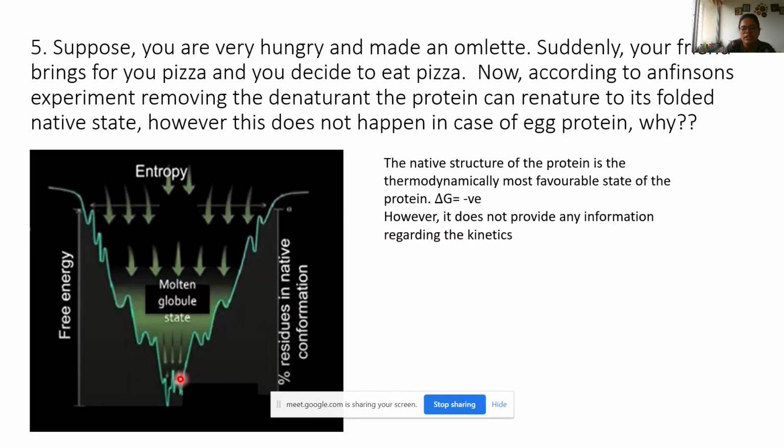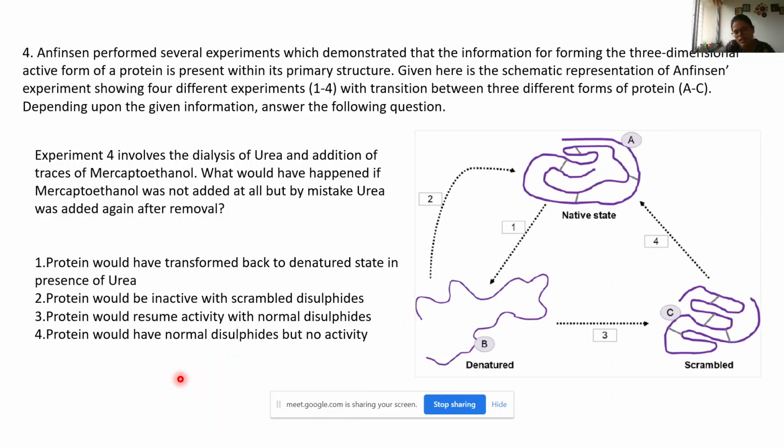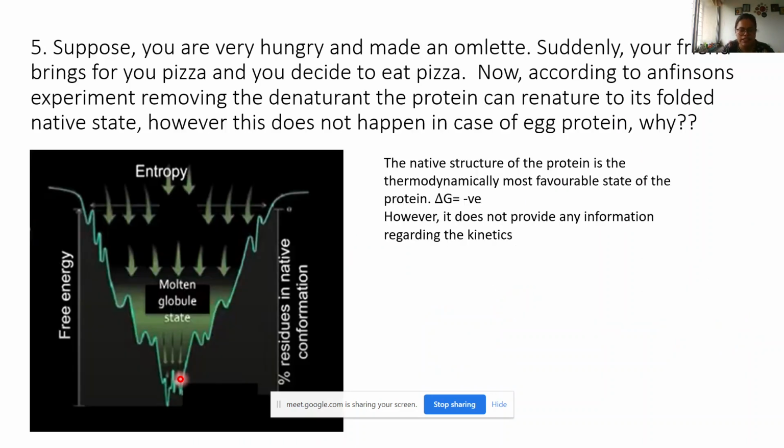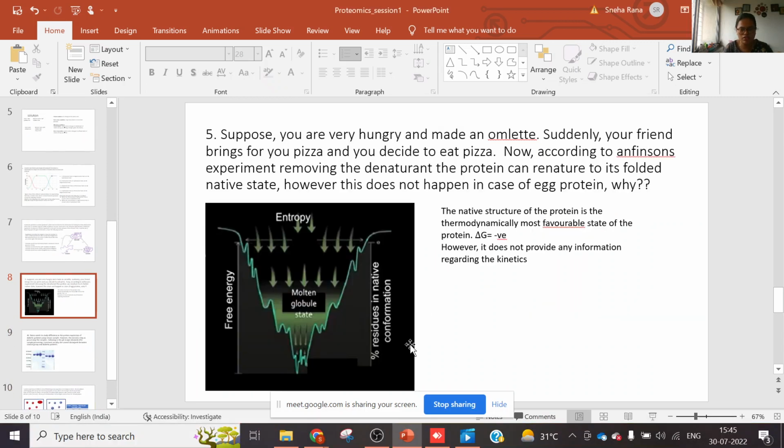So here in case of Anfinsen experiment, even kinetically it was a favorable reaction as well as thermodynamically it was favorable. So here the reaction is not kinetically favorable. So that will not tell you about the time, how long it will take to finish that particular reaction. So to again form an egg protein from a denatured egg, just a minute.